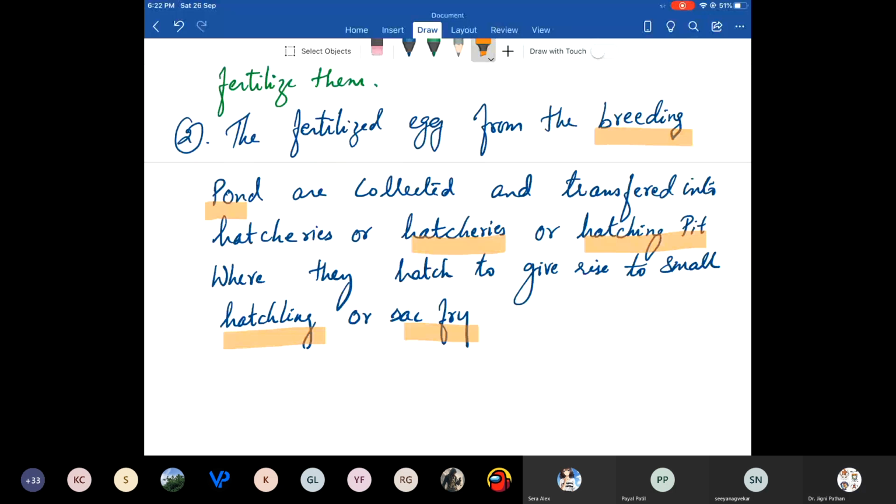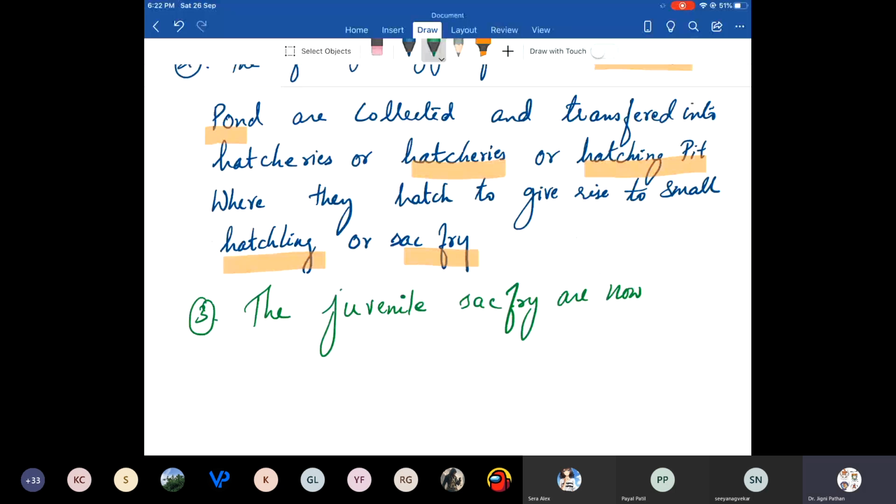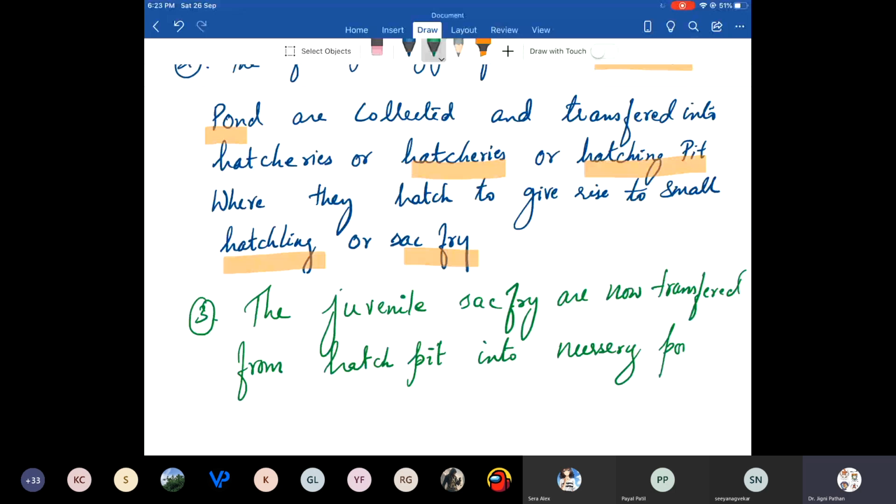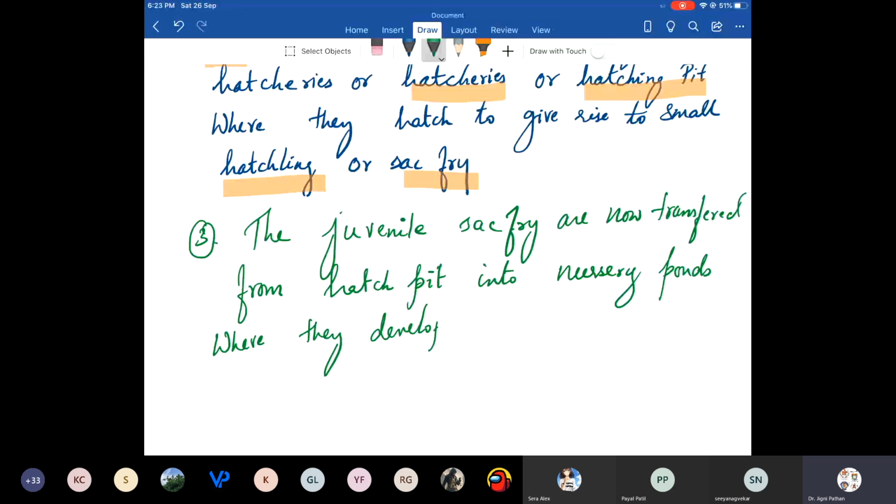Now, next. The juvenile sac fry are now transferred from hatchery into nursery ponds, where they develop into fry.